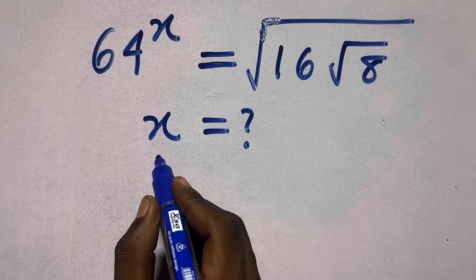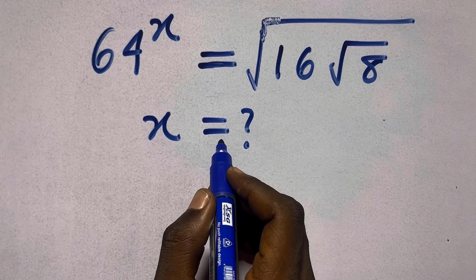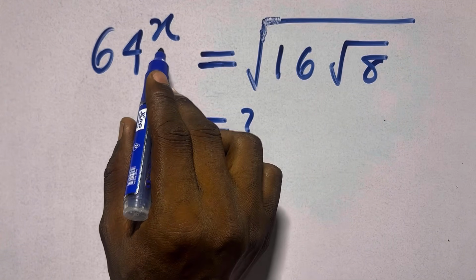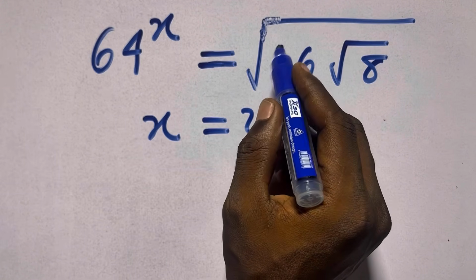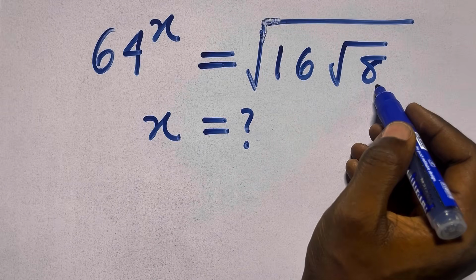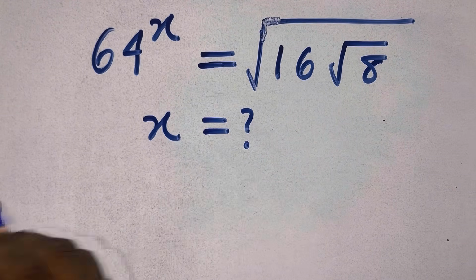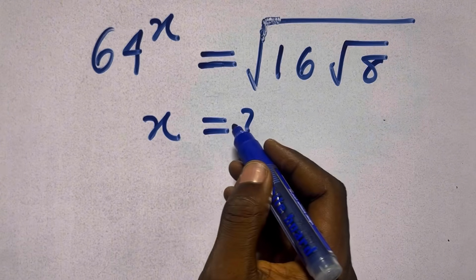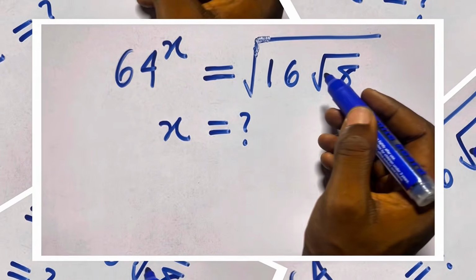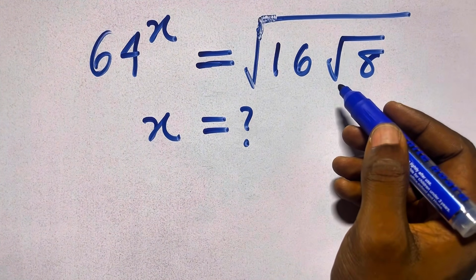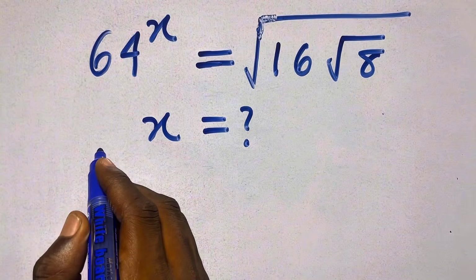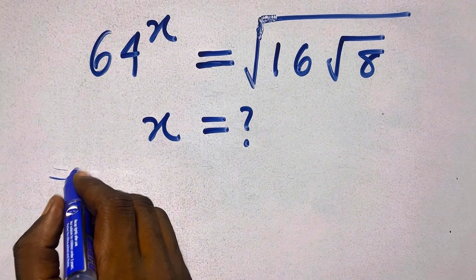We want to solve this next radical equation: 64 raised to power x equals square root of 16 square root of 8. We are asked to find x. You should know nested radical equations are designed to make students panic. So we are going to break down the right-hand side first before we even touch the base 64. Alright, so let's see a solution.